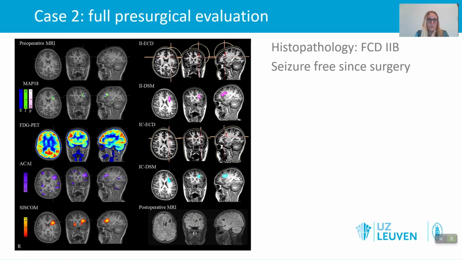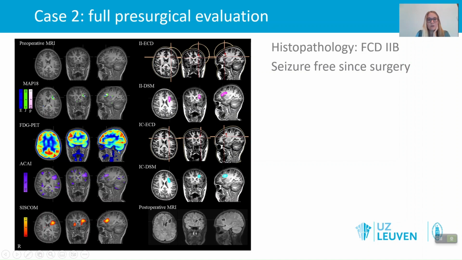So if we combine it in the full pre-surgical evaluation, we have the pre-op MRI with which the radiologist detected a focal cortical dysplasia, which was confirmed by the morphometric analysis program. If we look at the FDG PET, we see a hypometabolism in the left frontal lobe, which is confirmed by the anatomy corrected asymmetry index from the PET. Here we only show one SISCOM result from the earliest injection, coinciding with the focal cortical dysplasia.